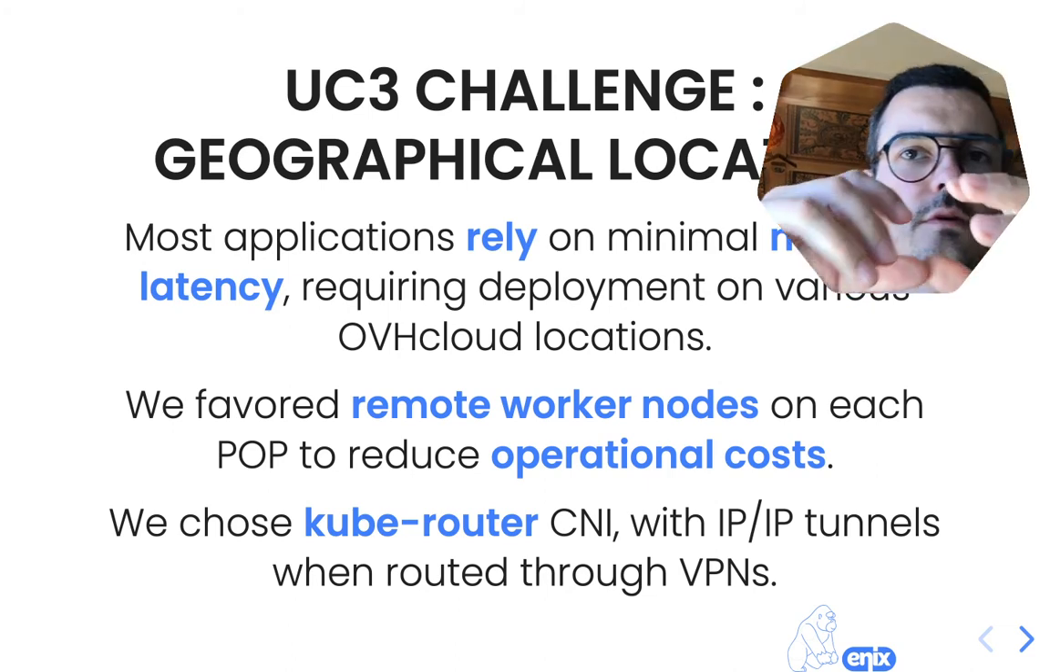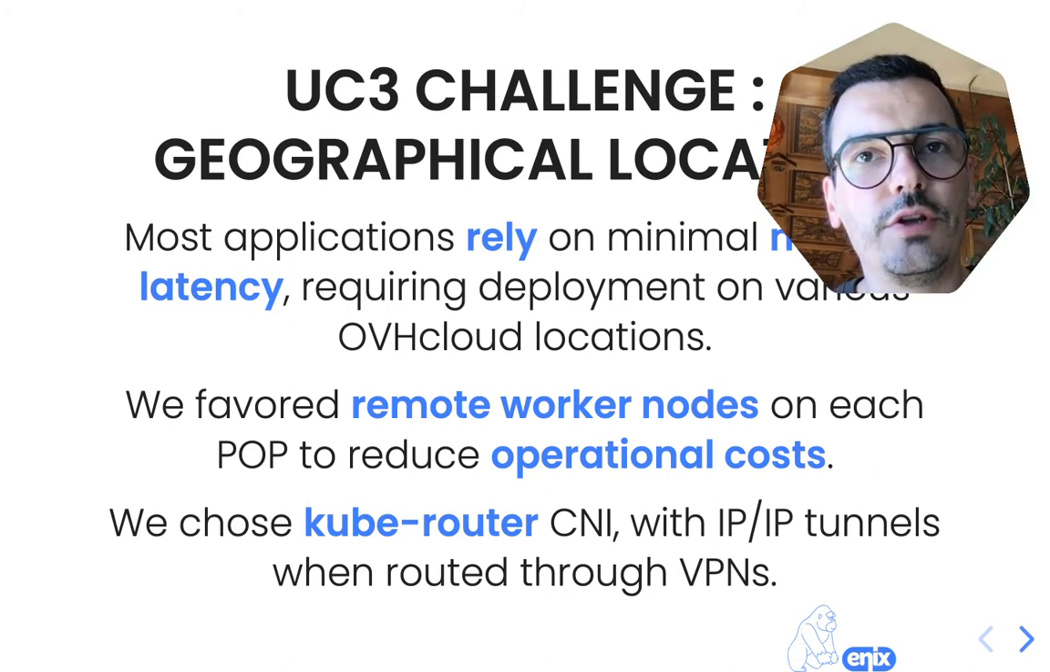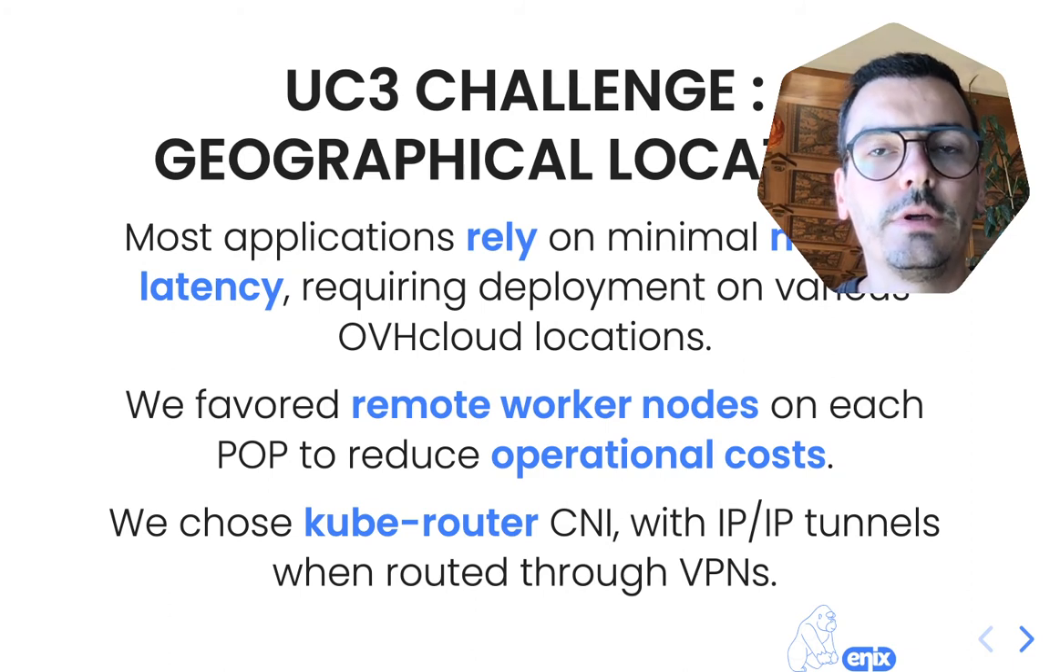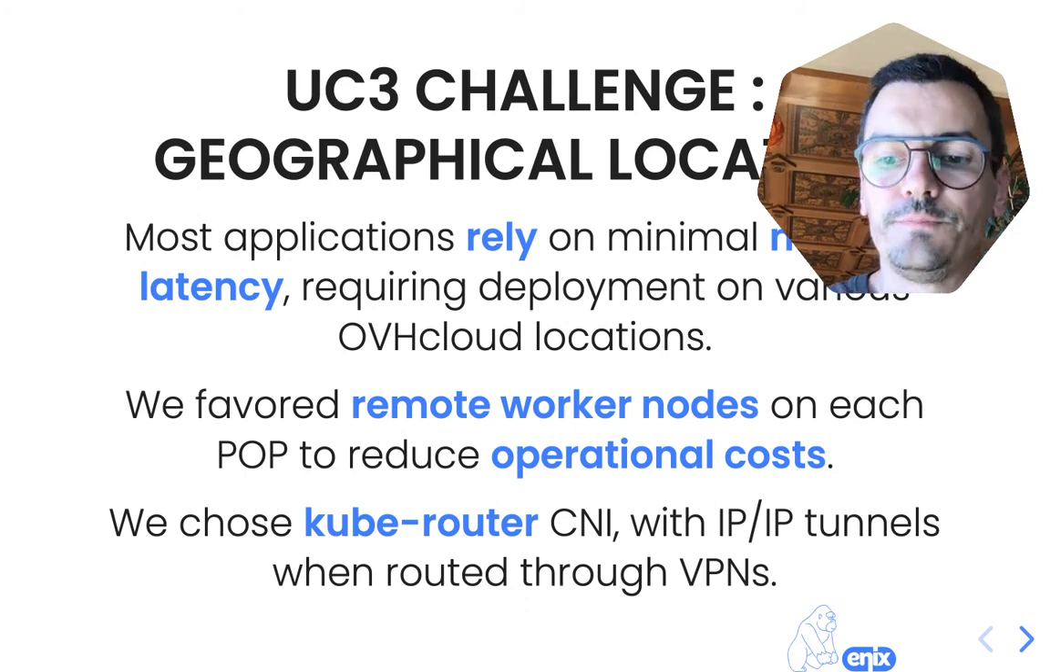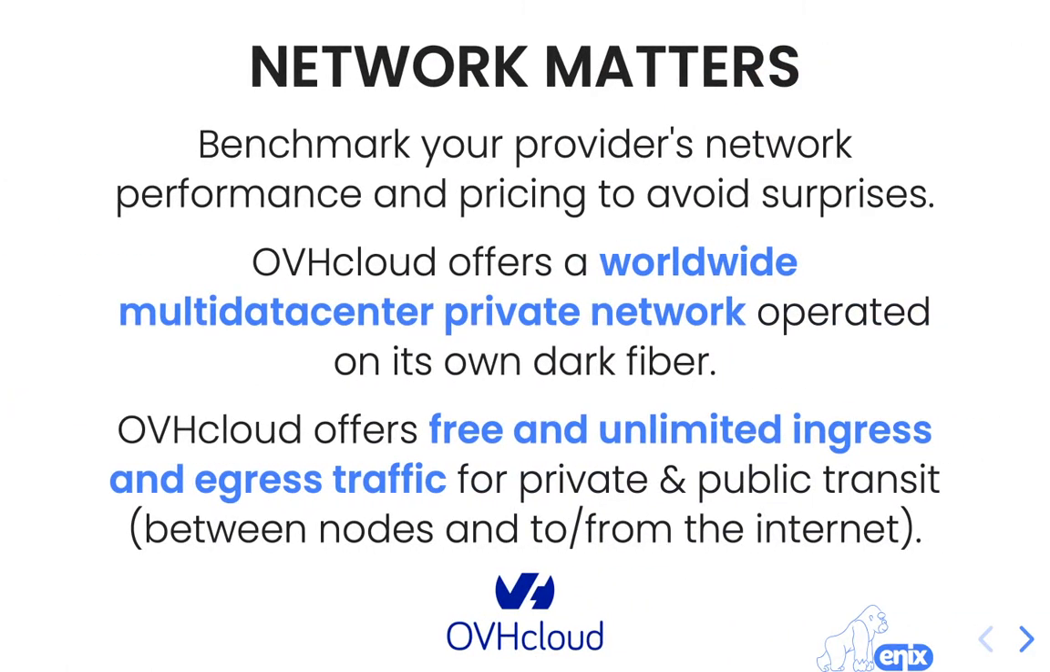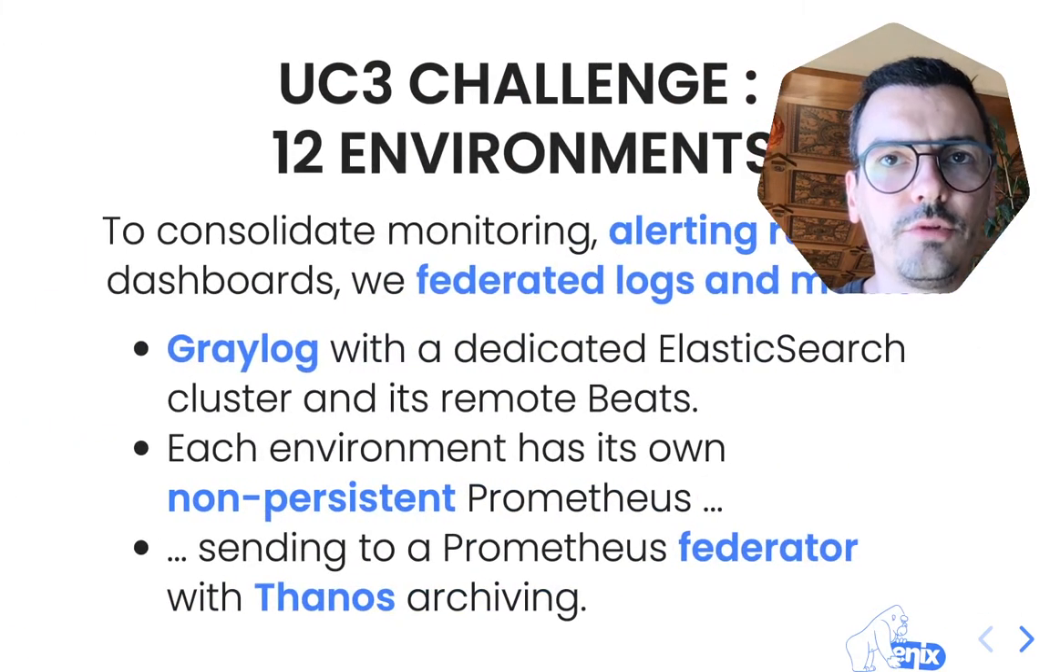And in order to deal with the complex network between the different regions, we use Kube-router as a CNI with IP encapsulation when routing the traffic through VPNs between the regions. In terms of network, you might notice that OVHcloud makes it possible to have various places where you can launch your virtual machines or have your dedicated bare metal equipment. And also they got a free and unlimited ingress and egress traffic, which is often not the case when dealing with a cloud provider.